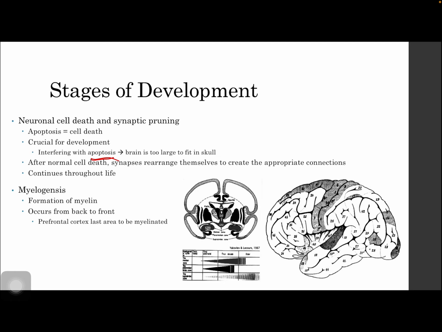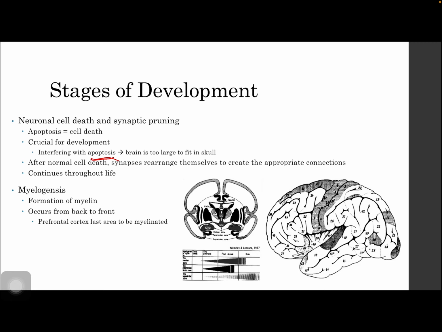And so after normal cell death, those synapses are going to rearrange themselves and develop those appropriate connections. And we're going to see this process occurring throughout a person's life. Cells have a lifespan, and those cells need to die when they are aged and ready to do so. Now, what we also find is that synaptic pruning does have a pattern.